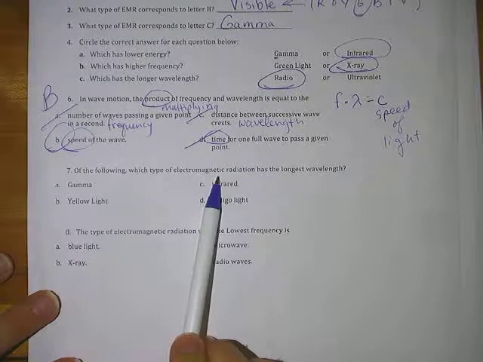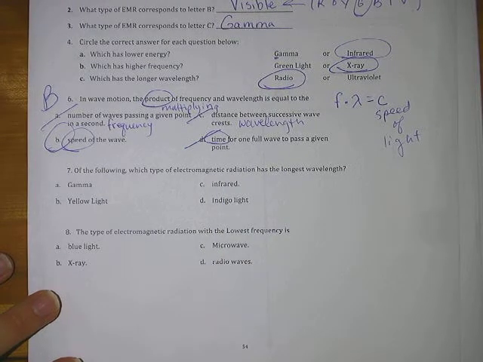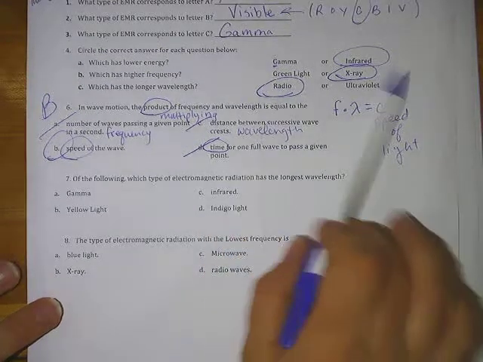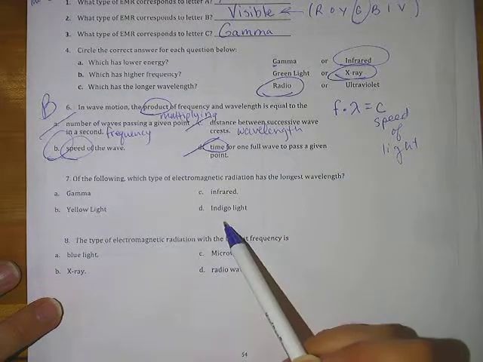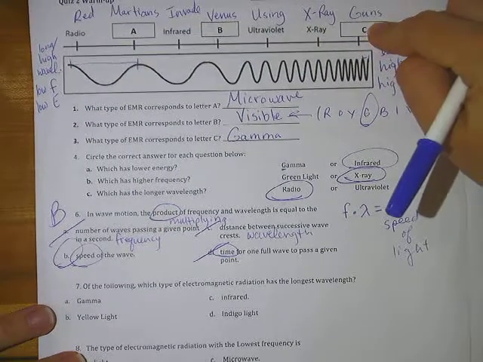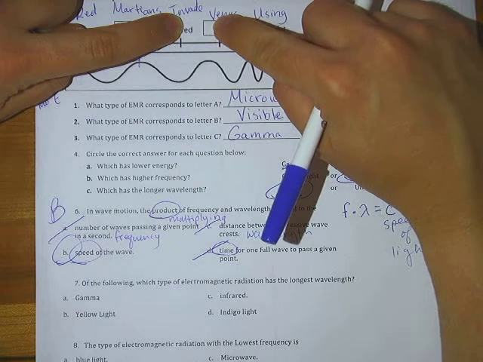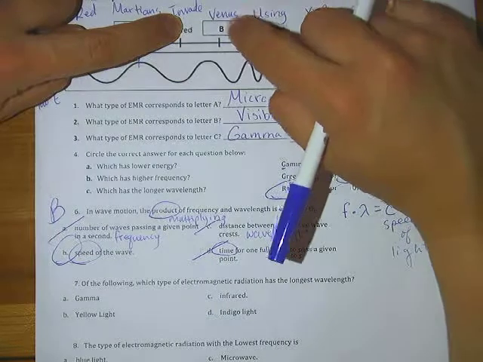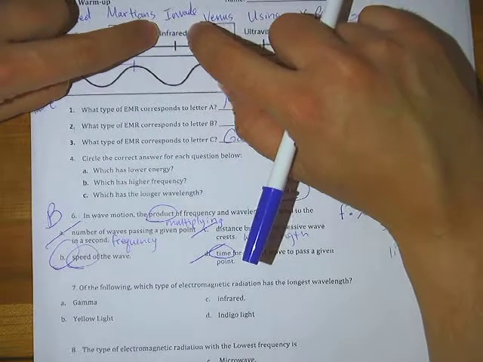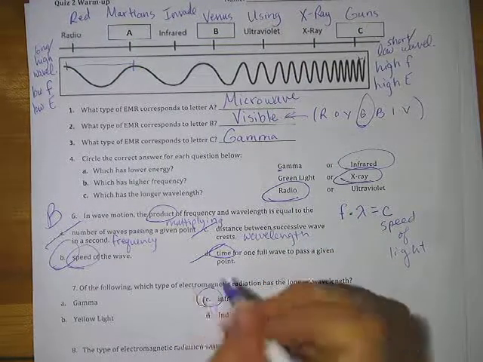Question 7: Of the following, which type of electromagnetic radiation has the longest wavelength? So it's a similar question to what we did up here, but now we've got 4 that we have to compare. Remember, long wavelength is going to be whichever one's furthest left. They're asking about gamma, infrared, yellow, and indigo. Yellow and indigo are both part of visible light. Infrared is further left than even those, so infrared is going to have the longest wavelength.